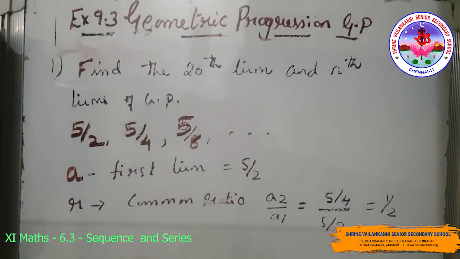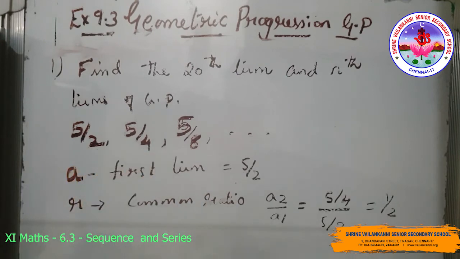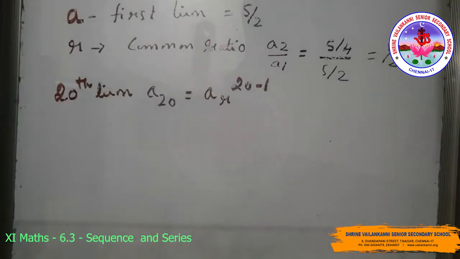Exercise 9.3, geometric progression. First question, find the 20th and nth terms of the GP 5 by 2, 5 by 4, 5 by 8, etc. Here the first term a is 5 by 2 and r, the common ratio, which is a2 by a1, is 5 by 4 divided by 5 by 2, which is half. We have to find the 20th term and nth term.